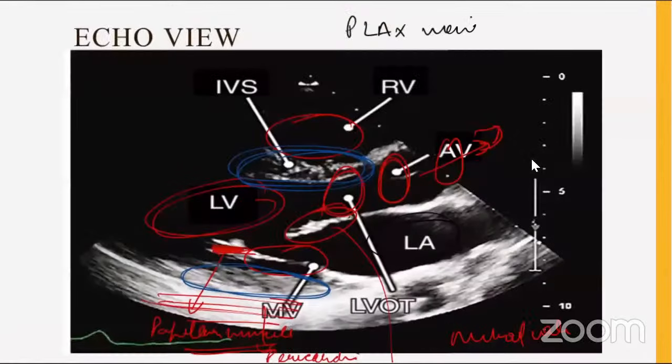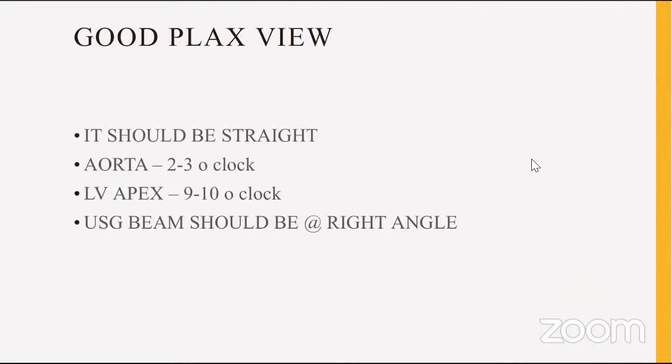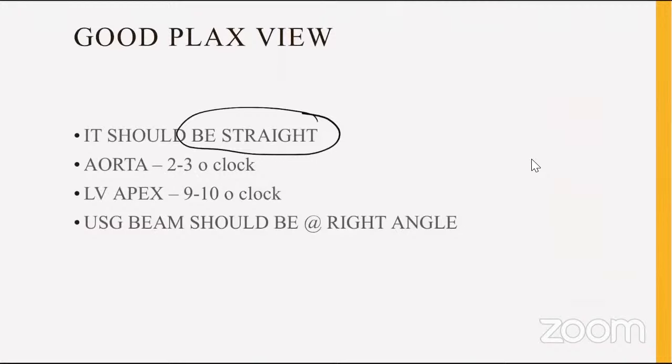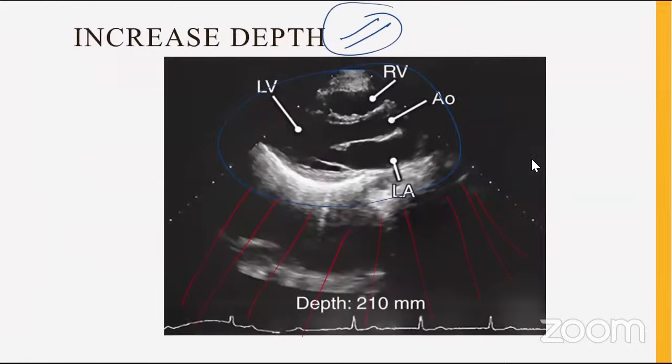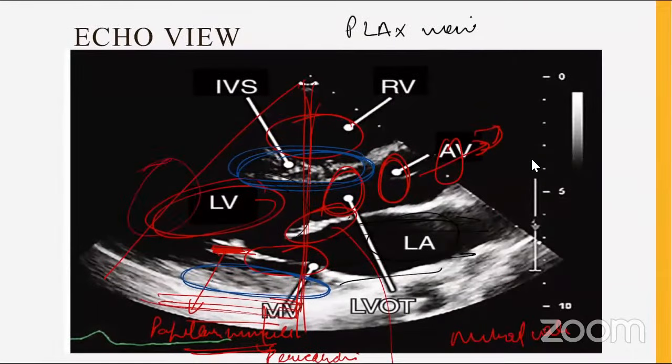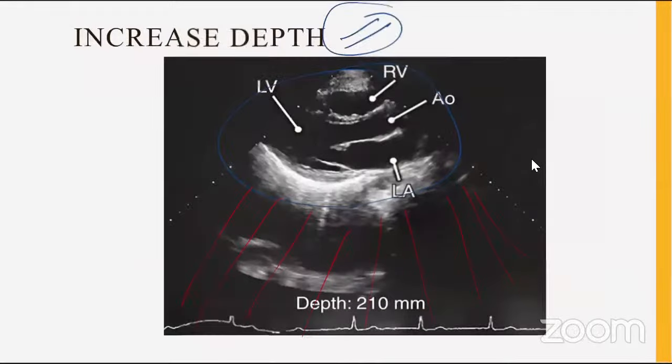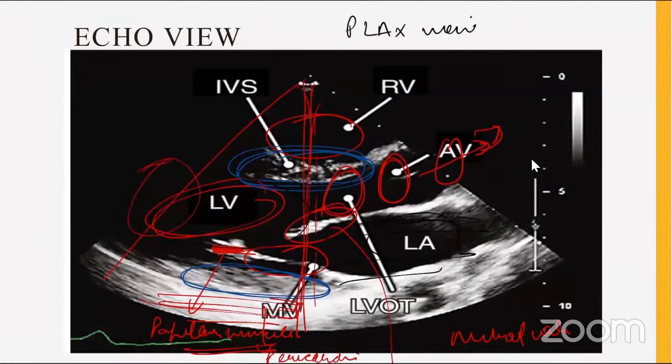We can also foreshorten this area to focus on some particular structure. So the characteristics of a good PLAX view are that it should be straight. That is, the LA should be at 3 o'clock position, and aorta should be at 2 to 3 o'clock position. LV apex, which is here, should be at 9 to 10 o'clock position, and USG beam should be at right angle. So in this we can see this USG beam going, and this should be at 90 degree.